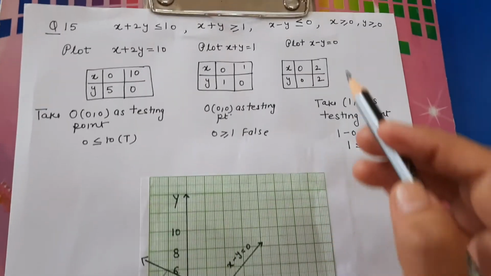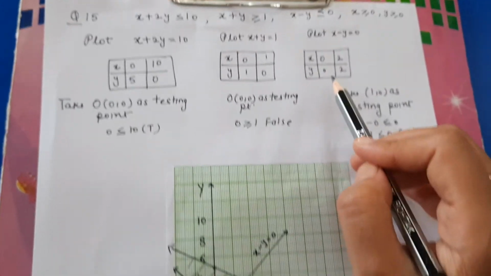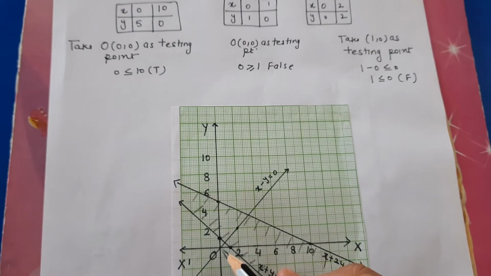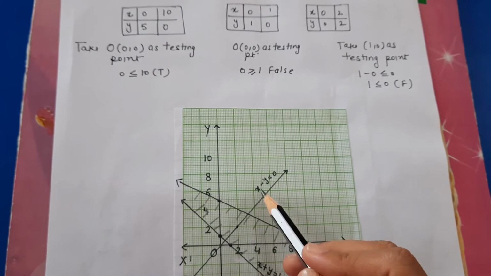Now the third line, x minus y equal to 0. x0, y0, x2, y2. This is 0, 0 and this point is 2, 2. Join the line, write the equation.